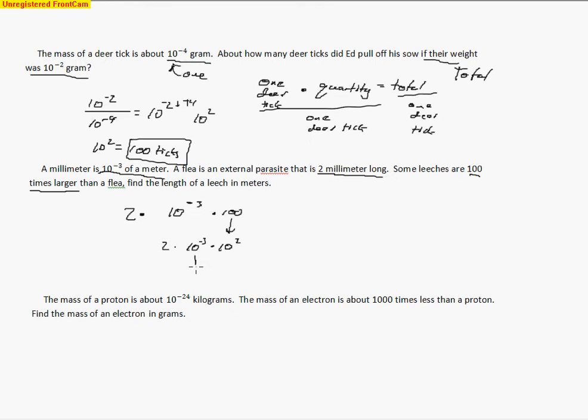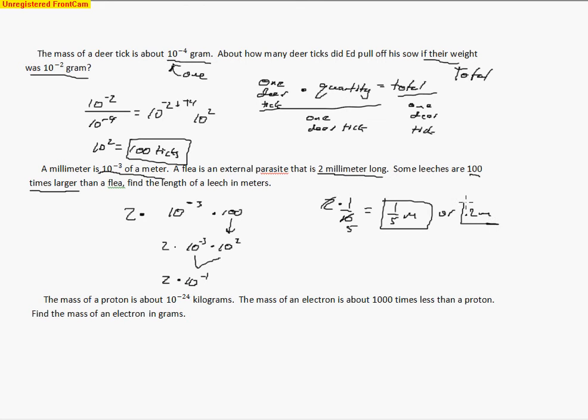These two I can combine because the bases are the same. So now I have 2 times 10 to the negative 1st. Now I can rewrite this as 2 times 1 over 10, so it's a fraction, and then I multiply across. But I see some cross canceling that occurs. 2 goes into 10 5 times, so it looks like it's 1/5 of a meter. That would be our answer: 1/5 of a meter or 2/10 of a meter. Same thing.